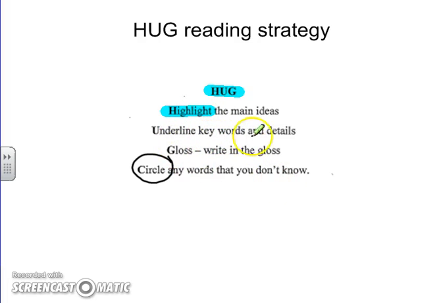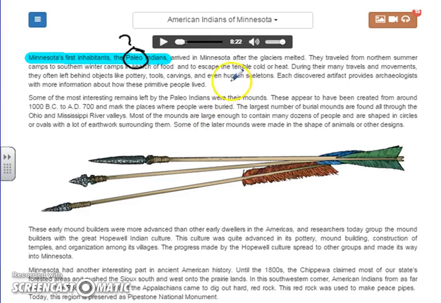Now I'm going to underline any key words and details. So with my pencil, I'm going to do that. All right, keywords and details. Let's see. After the glaciers melted, I think that's pretty important because that's when they came here. They traveled from northern summer camps to southern winter camps in search of food and to escape the terrible heat or cold. So they were moving a lot. And why were they moving? To escape the terrible cold and heat. Okay, searching for food. So I'm underlining these things.